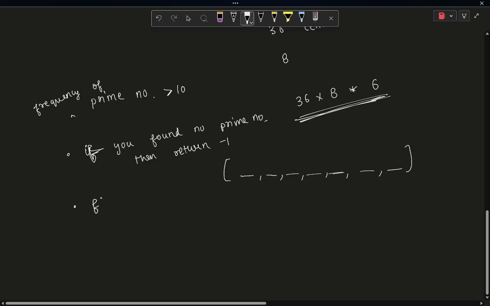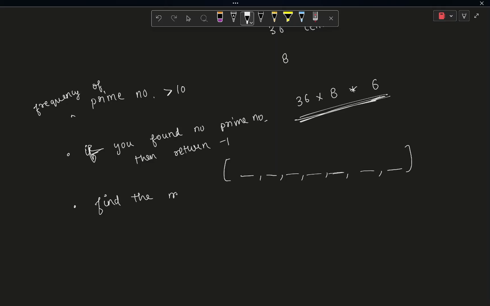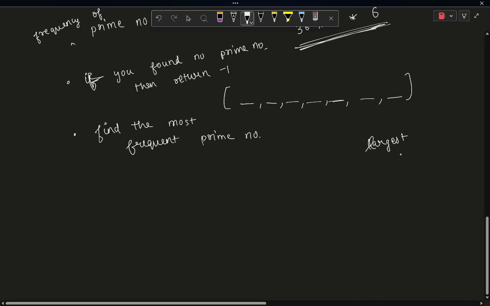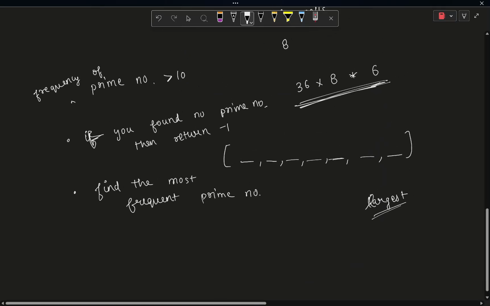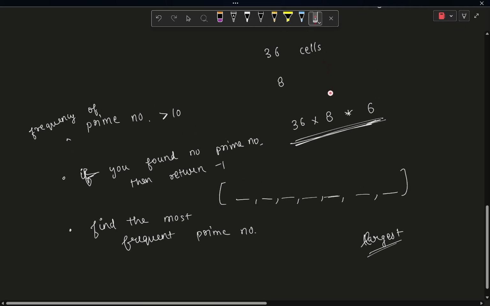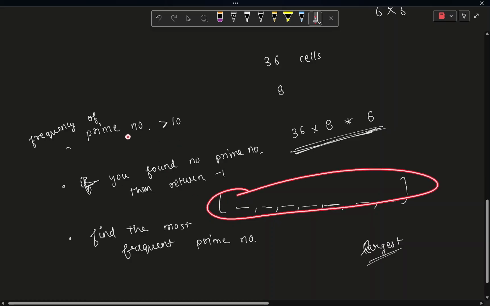Otherwise, find the most frequent prime number, and in case of clash just keep the largest value. So doing this thing at the end is not so hard. Probably you would have done this a dozen times, hundreds of times maybe. The main task we have right now is first of all find out all the prime numbers and store their frequency. Storing frequency is also not so hard.